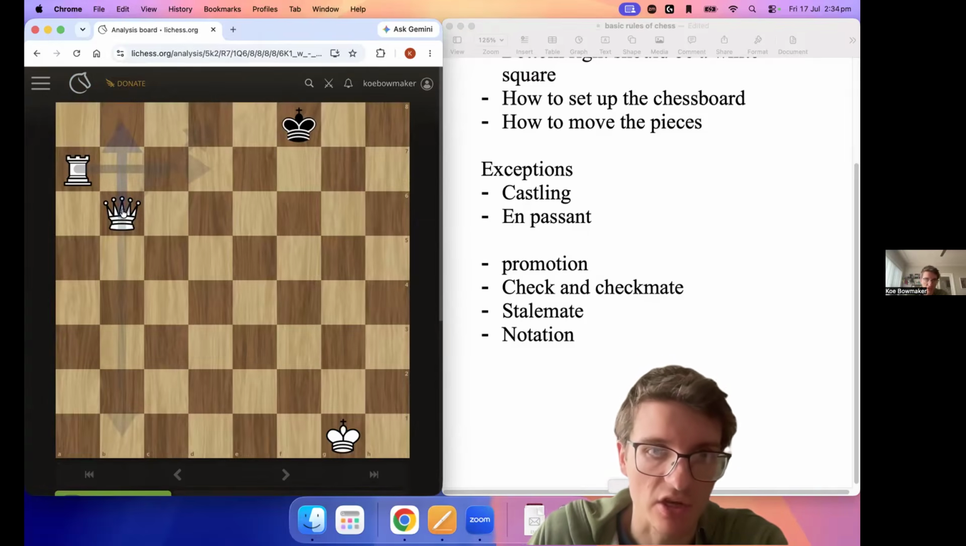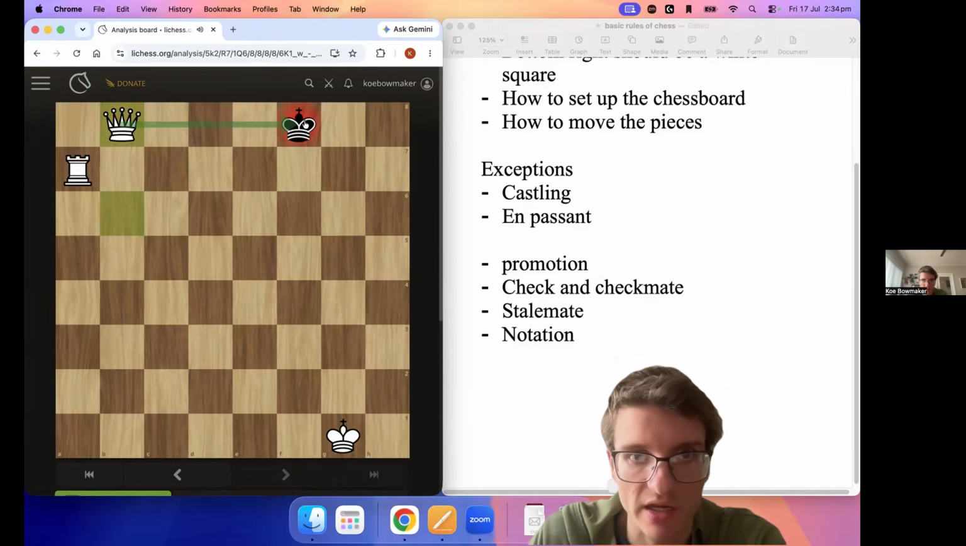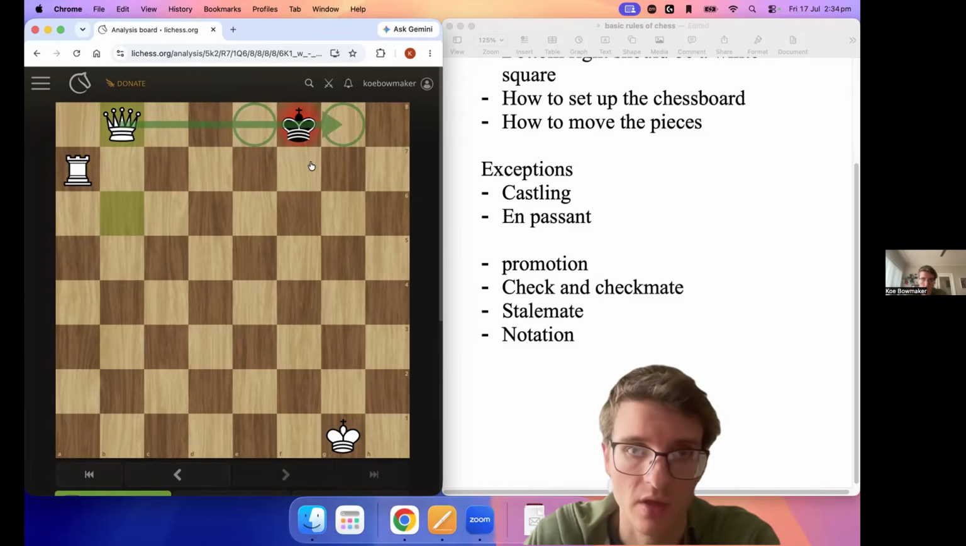Okay, so in this circumstance, we're going to move the king down here and we're going to give check. The queen is aligned. The king cannot move to e8 or g8 because the queen controls those squares. If the king moved to either of those squares, the queen would just take the king.